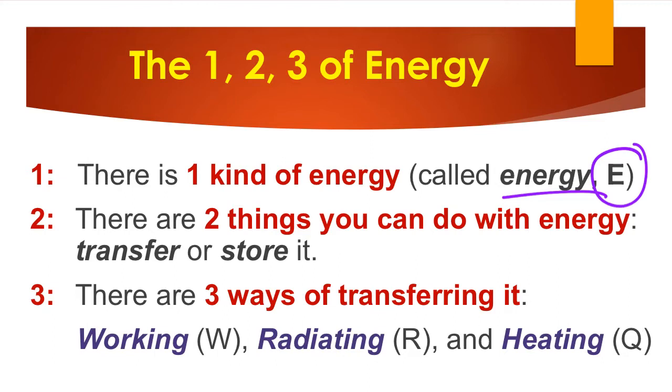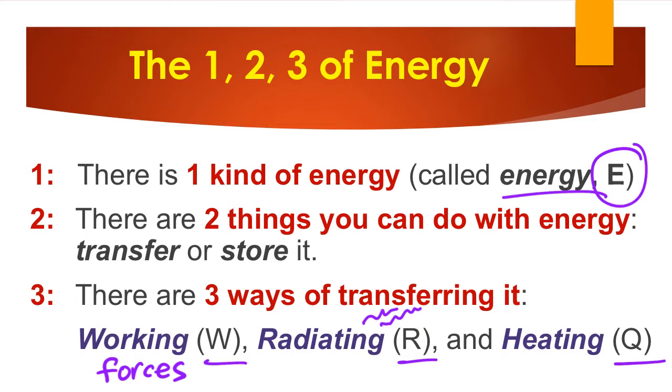And finally, there are three ways to transfer the energy. There's something called working, that we're going to symbolize with a W, radiating, which we're going to symbolize with an R, and heating, which we're going to symbolize with, for some reason, a Q. Now, we'll talk a lot more about what working and radiating and heating mean. Working really is going to involve forces, and we will talk a lot more about that later. Radiating is going to involve waves, electromagnetic waves. Those are supposed to be waves, guys.